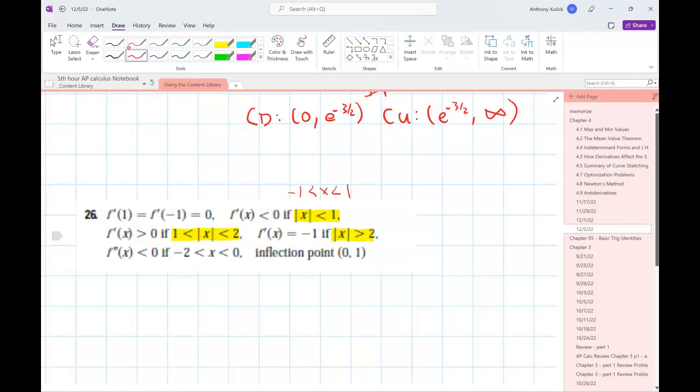Now, if I want things between, absolute value of x needs to be between 1 and 2. So that means that x has to be between 1 and 2, or x has to be between negative 1 and negative 2. And then x greater than 2 would mean x would have to be less than negative 2 or greater than positive 2. So I'm just going to start by decoding those absolute value inequalities, which are just kind of an annoying way to write it.